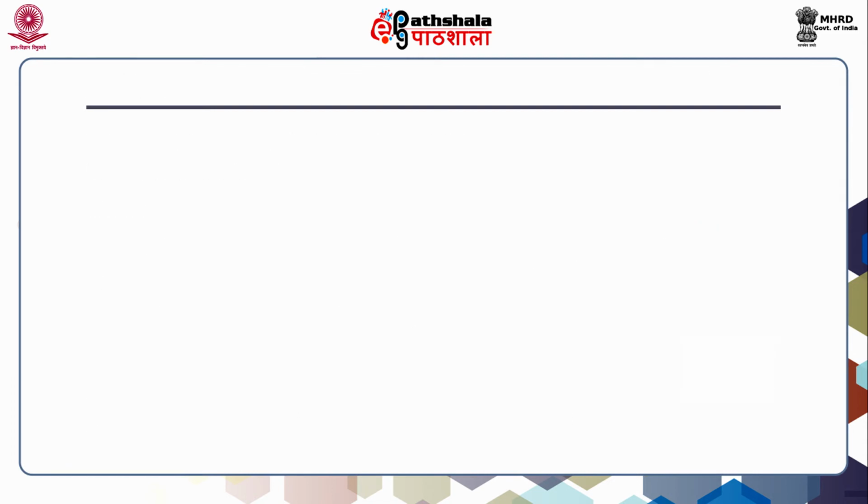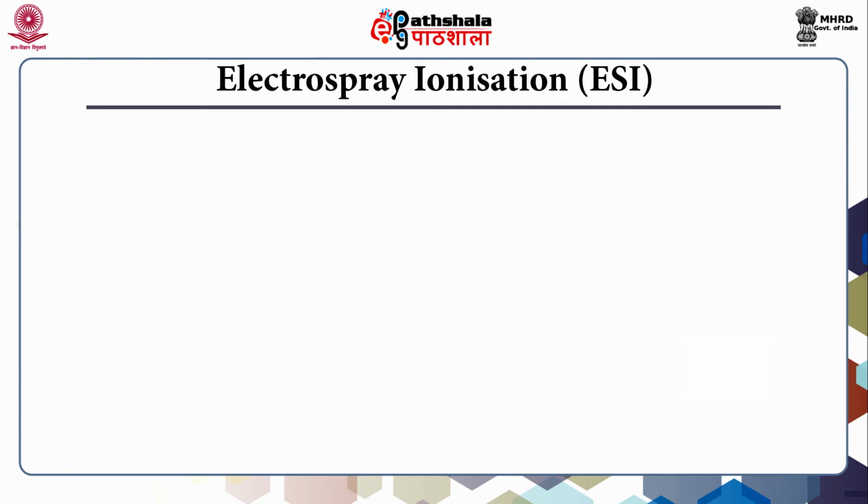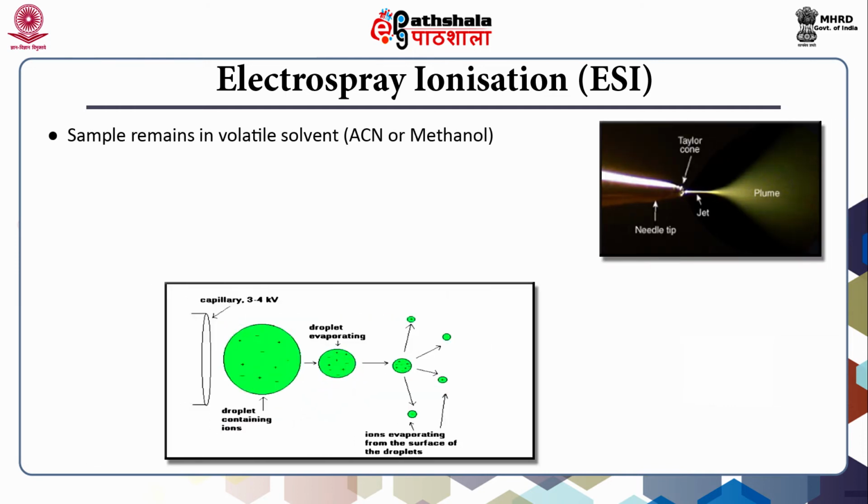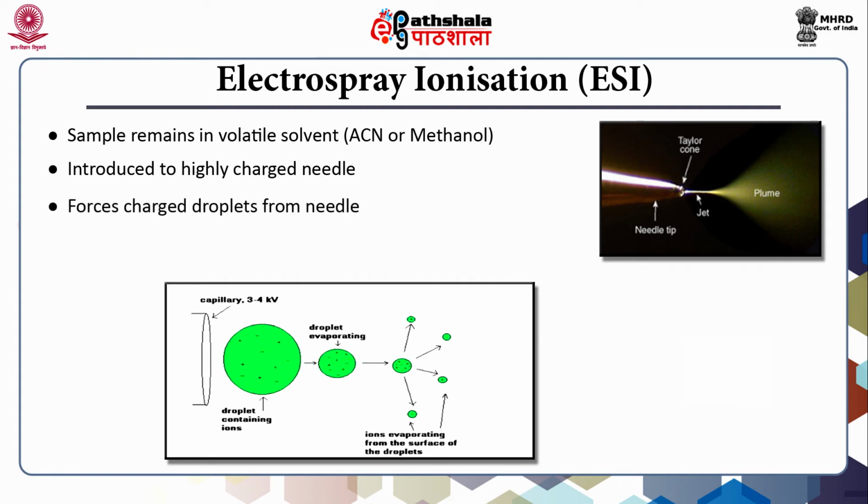The second ionization method is electrospray ionization. The sample remains in a volatile solvent, which may be acetonitrile or methanol, etc. These volatile substances are introduced to a highly charged needle along with the peptides. This forces charged droplets from the needle, and solvent evaporation leaves only the charged sample.